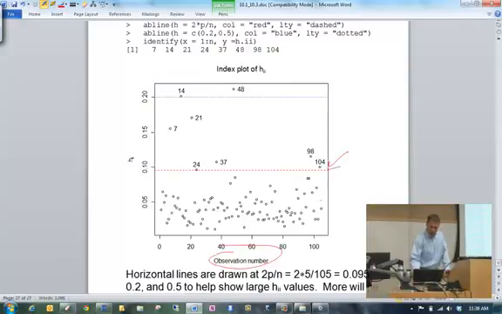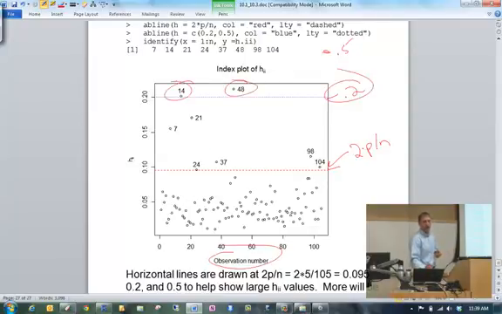Then I put in corresponding reference lines. Here's 2 times p divided by n. Here's 0.2, and I tried to put a 0.5 in as well, but it's off the plot. And so we can see where these larger hat matrix diagonal values are falling in terms of their observation numbers. Also, we see that if we use this other criterion, we don't have that many. Remember, we could go up to 0.5 there to have high influence.